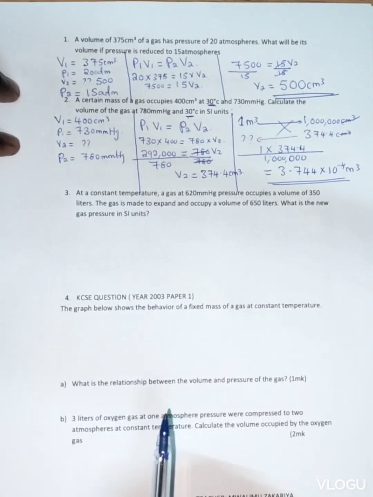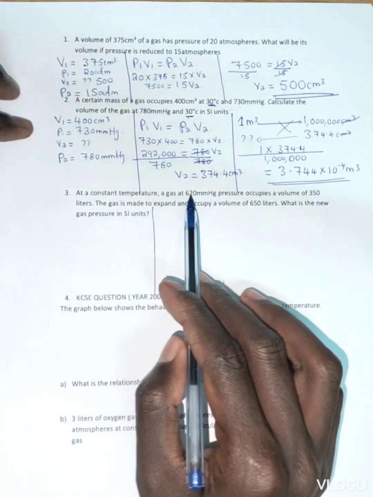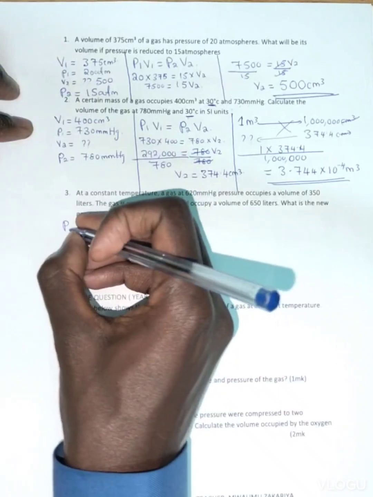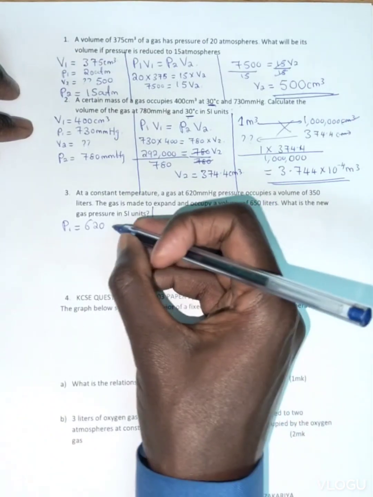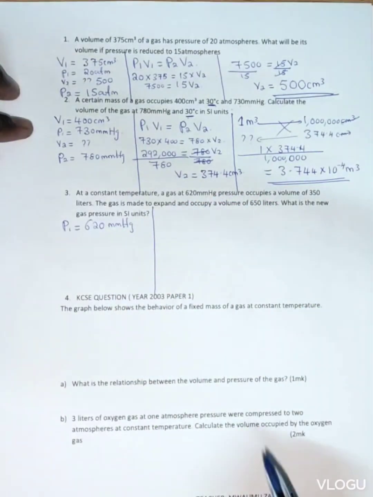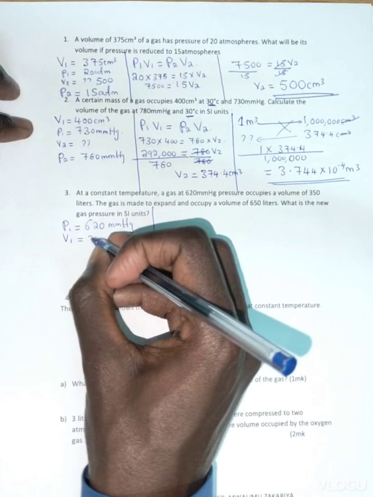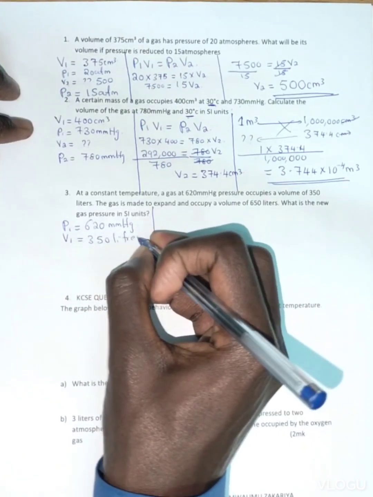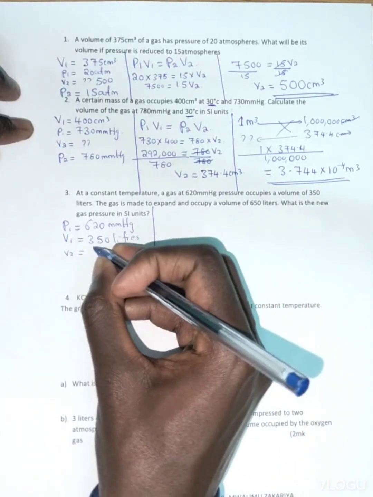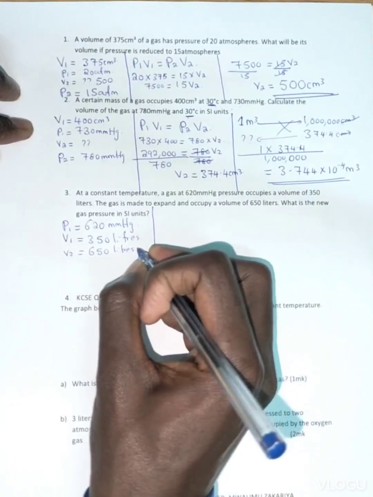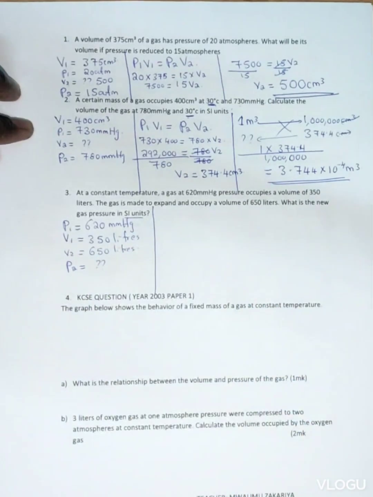Now let's go to question 3. At a constant temperature, a gas at 620 millimeter mercury, that is pressure 1, occupies a volume, volume 1, of 350 liters. The gas is to expand and occupy a volume, meaning our volume 2 is equal to 650 liters. The question is asking, what is the new gas pressure? We are asking now for pressure 2 in SI units. I get it.